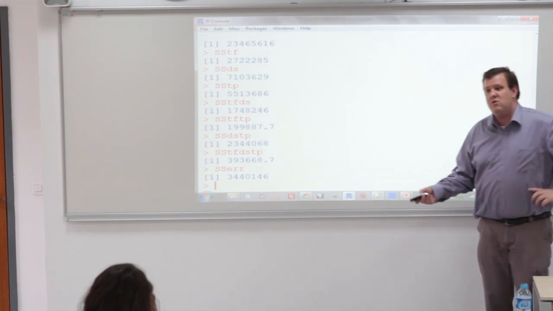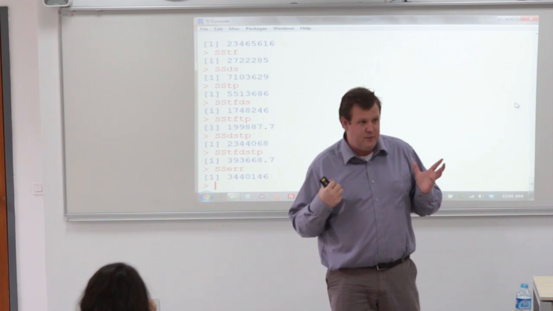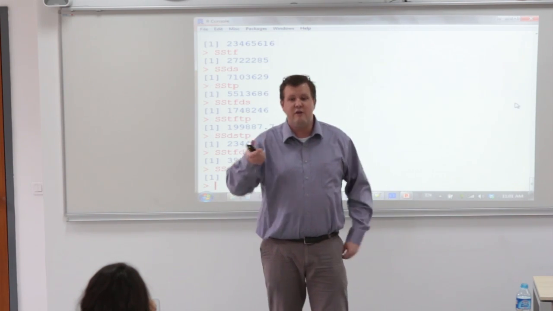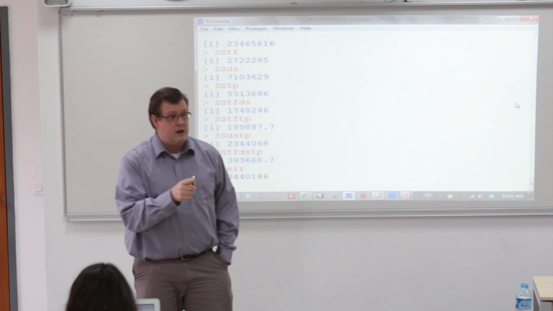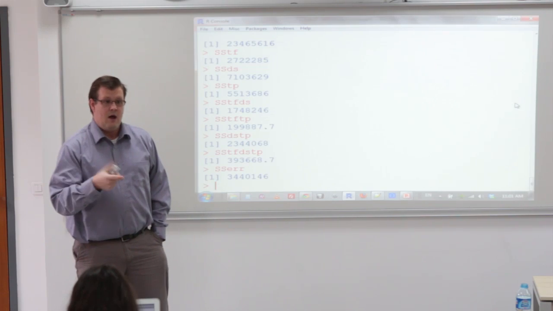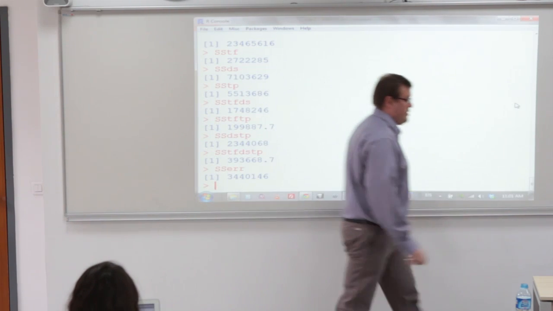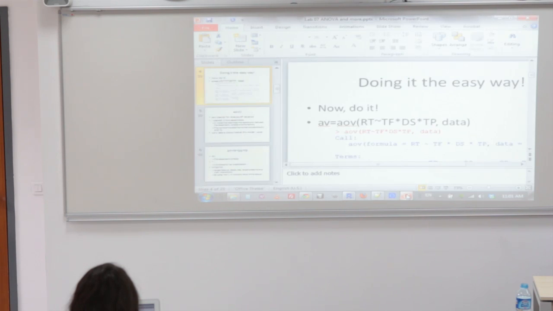So now what can you do? You know all the sums of squares, you know all the degrees of freedom. You can find F. How do you do that? Means. You need to get the mean squares. How do you find the mean squares? Sum of squares divided by the degrees of freedom. That's right.